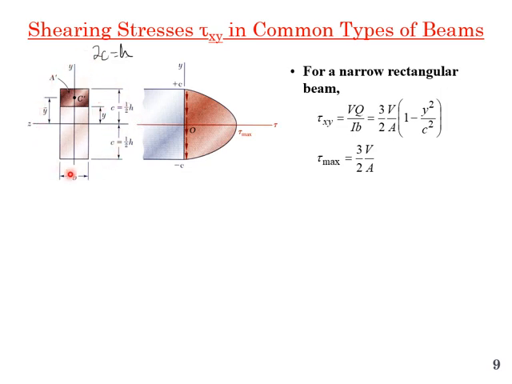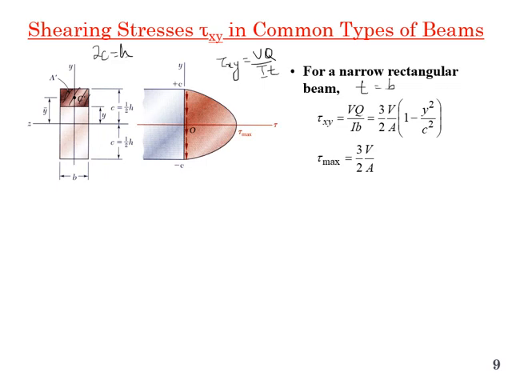Now we know from the previous slide that tau xy was equal to VQ over I t. Now t over here is equal to b, so we simply replace t with b. So over here t is equal to b. Okay, now let's consider the shaded region.